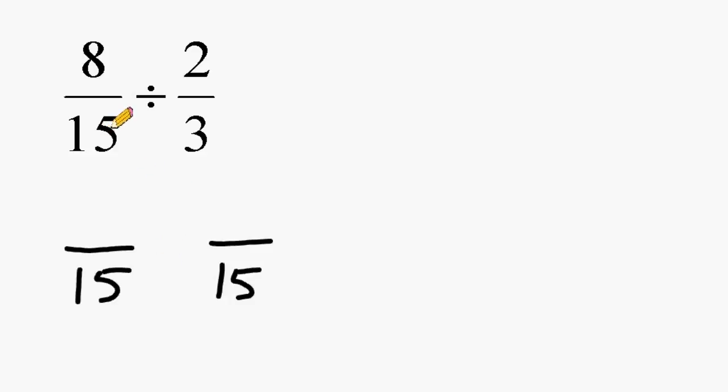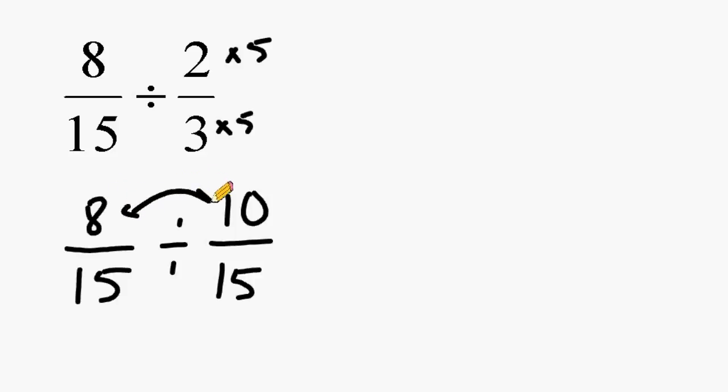Now because this 15 did not change, this 8 will not change either. But this 3 increased by a factor of 5, so we have to increase the numerator by a factor of 5 to keep our fraction equivalent. Now when dividing fractions together, if your denominators are exactly the same, all you have to do is take the first numerator and divide it by the second numerator. So we can actually ignore the common denominator and write 8 divided by 10 in fraction form.